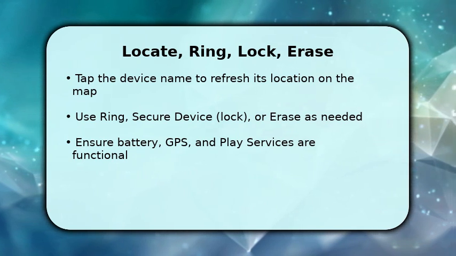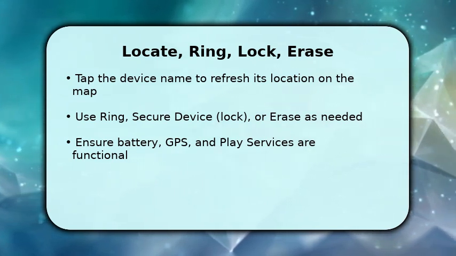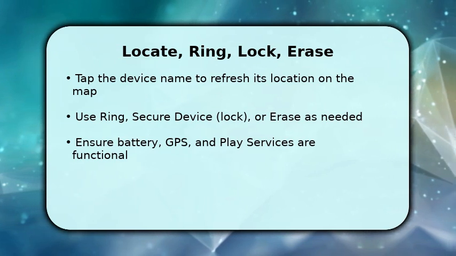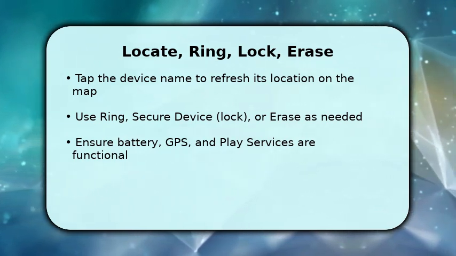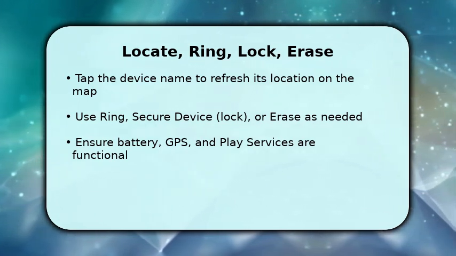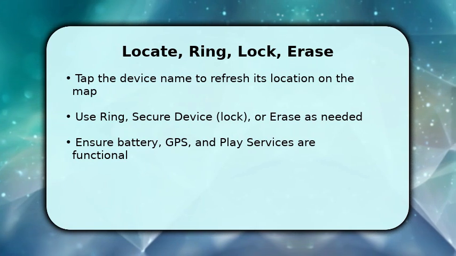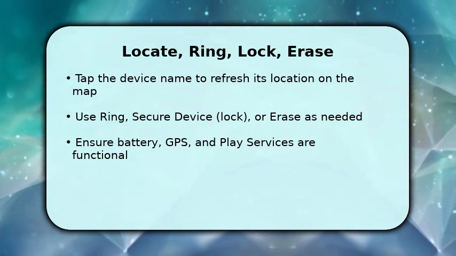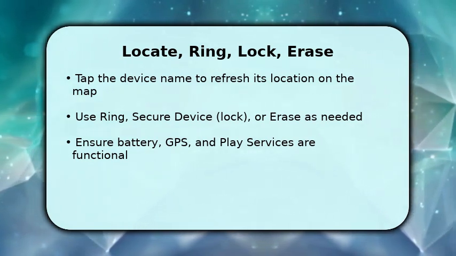When theft or data risk is likely, choose Secure Device to lock and show a message, or Erase Device to factory reset. Use Erase only as a last resort because it removes tracking. Make sure Google Play services and location accuracy settings are active for reliable positioning.